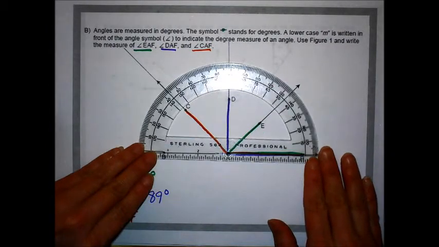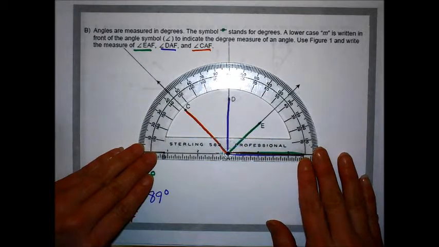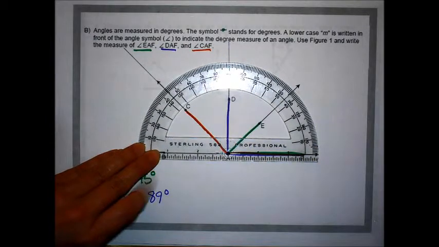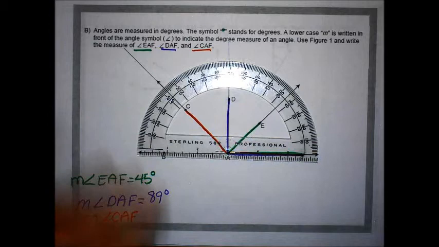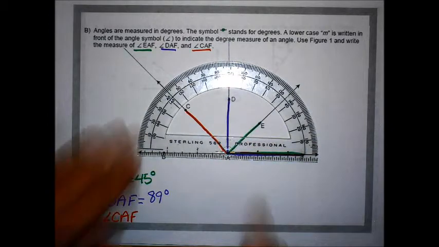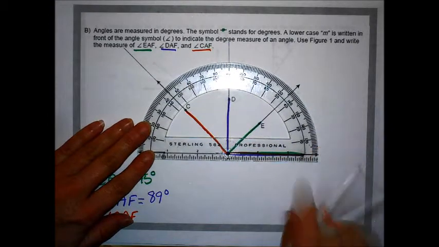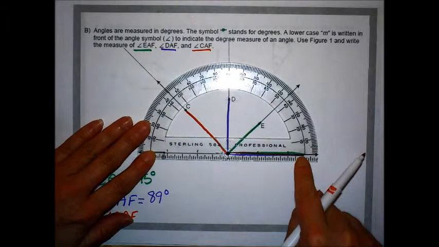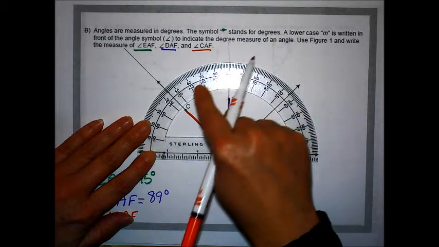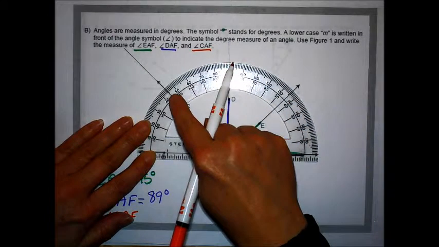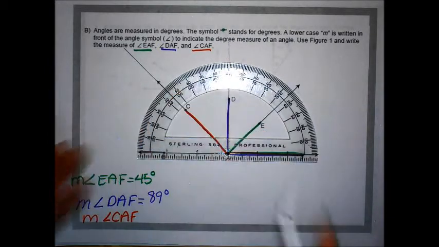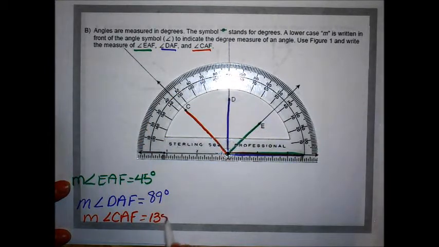So I'm going to line up my protractor. I'm starting at 0. Since my bottom ray is pointing to the right, I'm going to start at 0 on the right. 0's on the inside. I'm going to follow it around, and here's 130, and it looks like mine crosses at about 135 degrees.